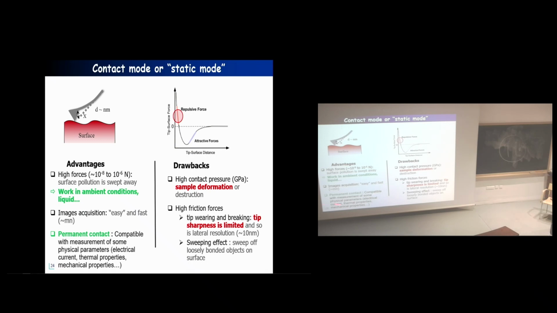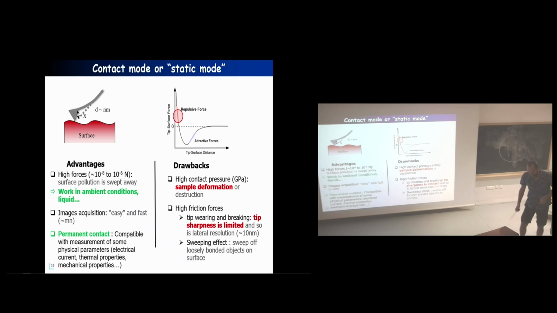The contact is permanent. So this kind of scan is compatible with measurement of electrical current, temperature properties, some mechanical properties, like tribology. And the drawbacks. The force, the high force I said, can seem pretty small, but the surface of contact is very small. So you are in the gigapascal range. And with this kind of pressure, you can distort your sample or you can destroy your sample.